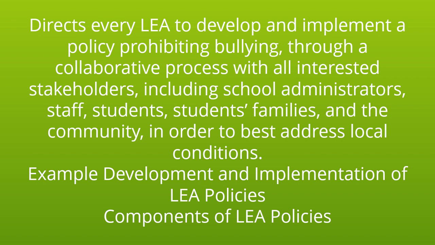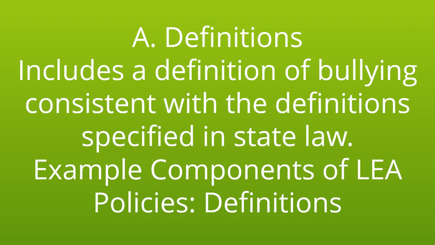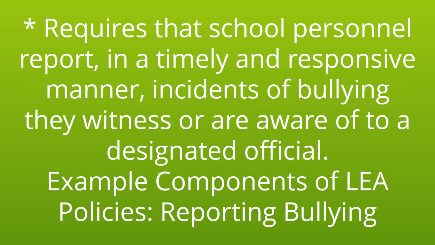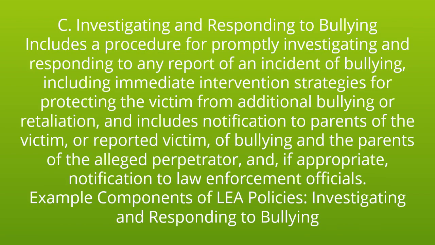Components of LEA policies. A. Definitions. Includes a definition of bullying consistent with the definitions specified in state law. Example components of LEA policies, definitions. B. Report bullying. Includes a procedure for students' families, staff, and others to report incidents of bullying, including a process to submit such information anonymously and with protection from retaliation. The procedure identifies and provides contact information for the appropriate school personnel responsible for receiving the report and investigating the incident. Requires that school personnel report, in a timely and responsive manner, incidents of bullying they witness or are aware of to a designated official. Example components of LEA policies: reporting bullying.